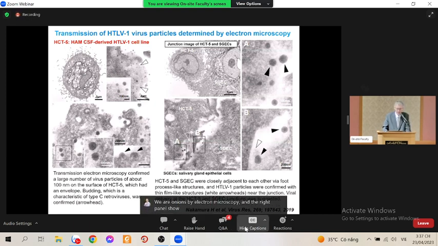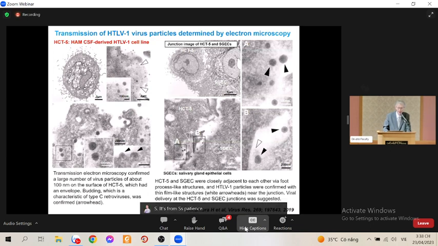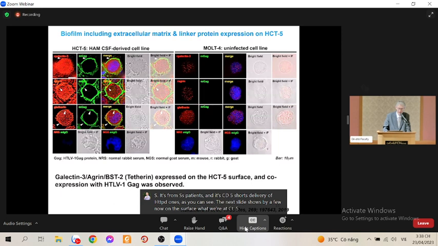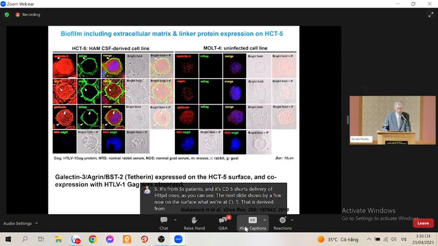And the right panel shows 1 hour co-culture of SGECs with HCT5 at the junction of SGECs from SS patients, and the HCT5 shows delivery of HTLV1 virions, as you can see. The next slide shows biofilm on the surface of HCT5 that is derived from CSF. On the surface, there are galectin-3, agrin, and tetherin shown, and also HTLV1 gag proteins are detected. And they are matched on the surface of HCT5 compared to MOLT4. This is an uninfected cell line.